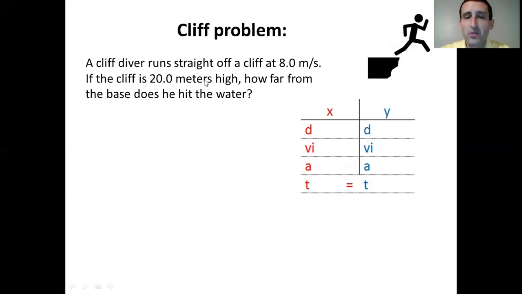And then if the cliff is 20 meters high, how far from the base does he hit the water? This is a cliff height, so it's a vertical distance, and we're going to go down 20 meters. So we need to make that a negative 20 because we're going to fall 20 meters. So now we filled in 2 of the 5 spots. And then how far from the base does he hit the water? Our unknown, our question mark, is how far from the base. That's a horizontal distance. So we don't know D. D is my question mark. So I've got negative 20, I've got 8, and I've got the question mark. That leaves me 3 more things that I need to know.